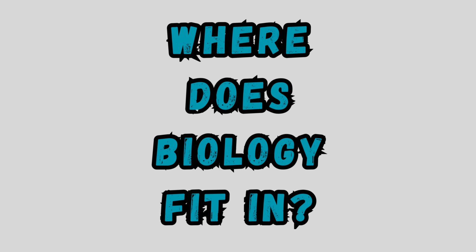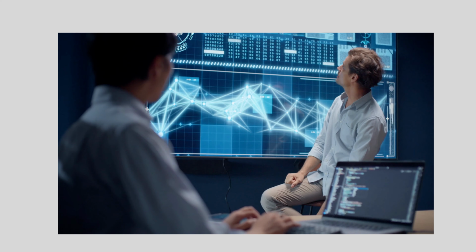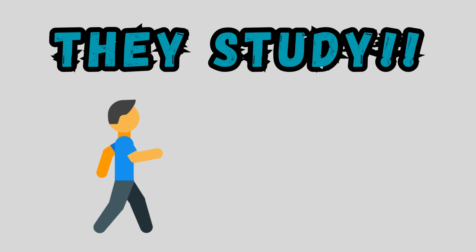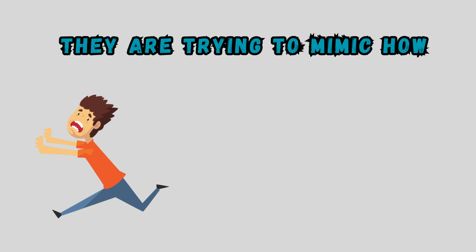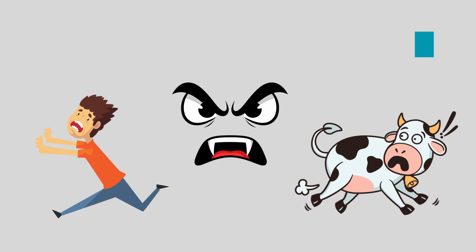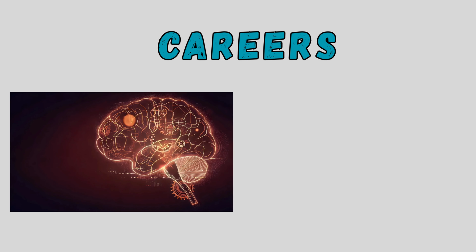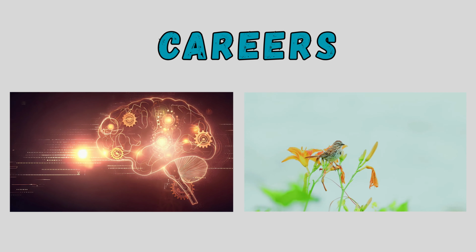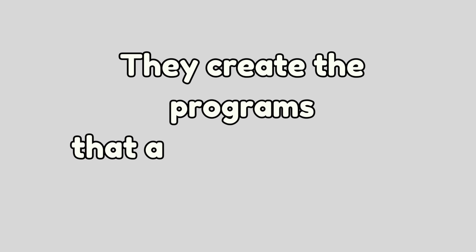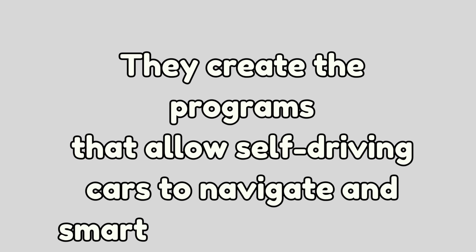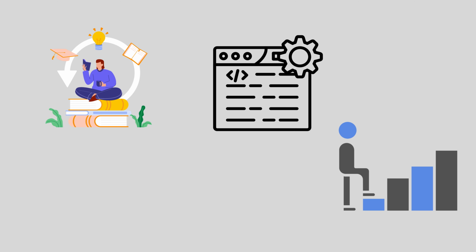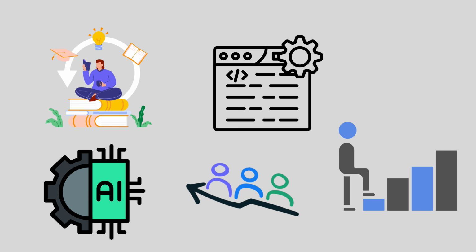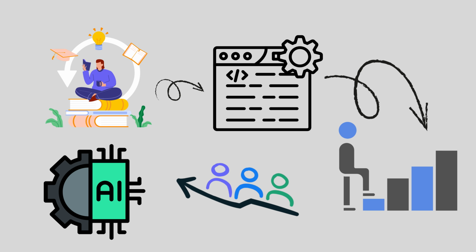Where does biology fit in? When AI developers create sophisticated enemies, they study human and animal behavior. That's biology. They are trying to mimic how a real person or animal would react to a threat. Career impact. Understanding logical and biological behavior is essential for AI developers and data scientists. They create the programs that allow self-driving cars to navigate and smart assistants to talk. Learning simple programming logic is the first step to building the next generation of smart technology. It all comes down to finding the patterns.